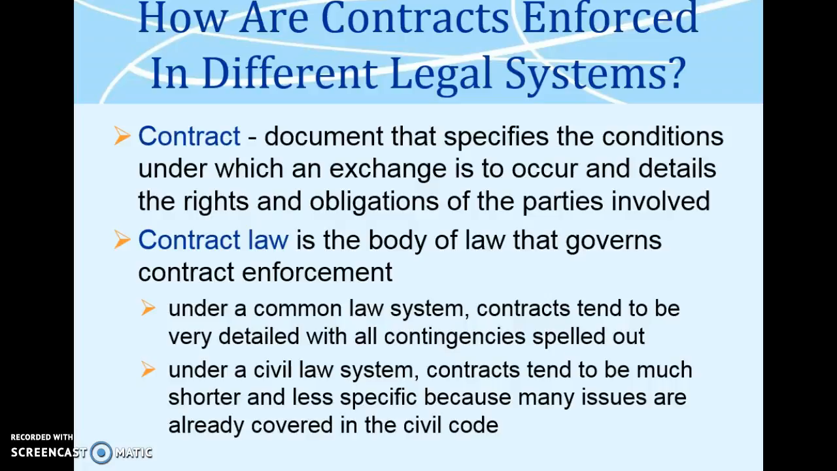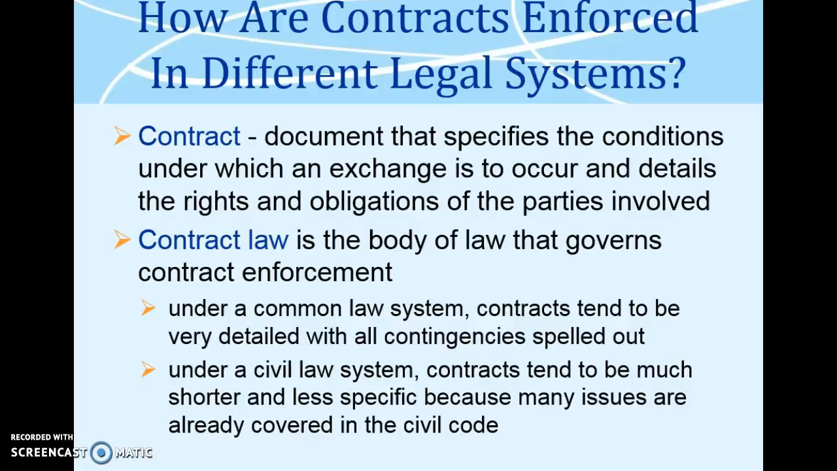How are contracts enforced in different legal systems? A contract is a document that specifies the conditions under which an exchange is to occur and details the rights and obligations of the parties involved. Contract law is the body of law that governs contract enforcement.